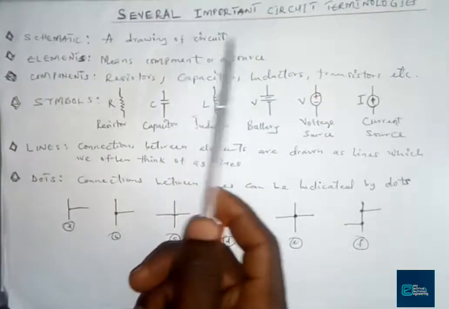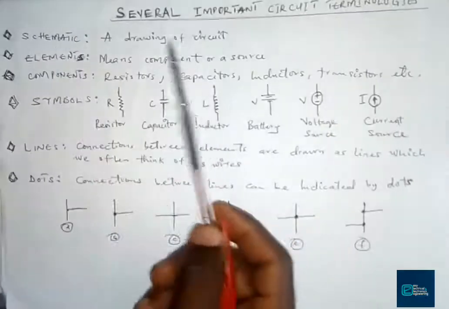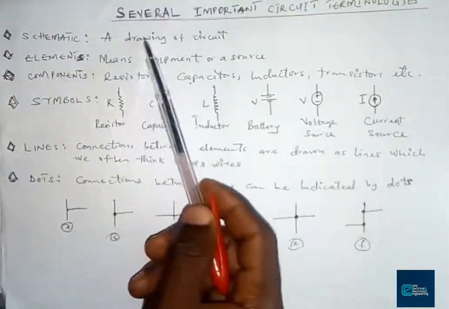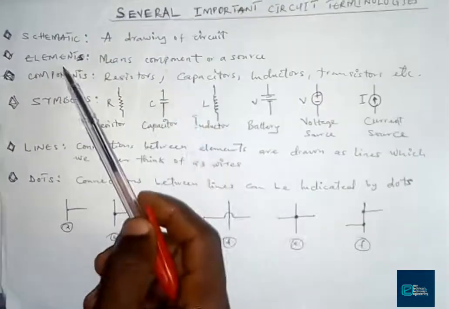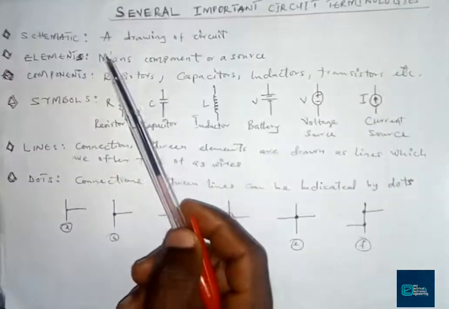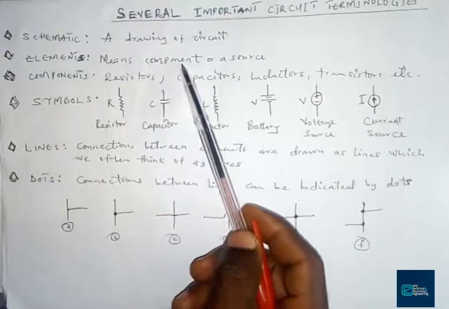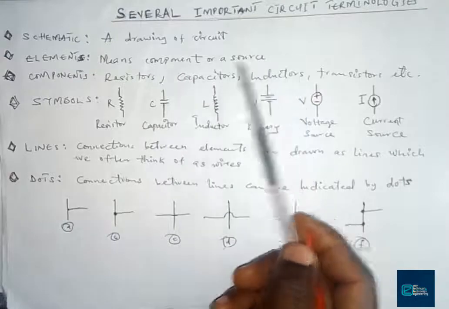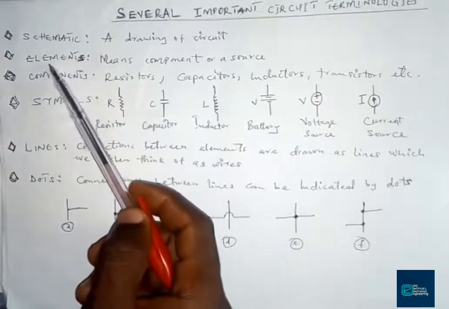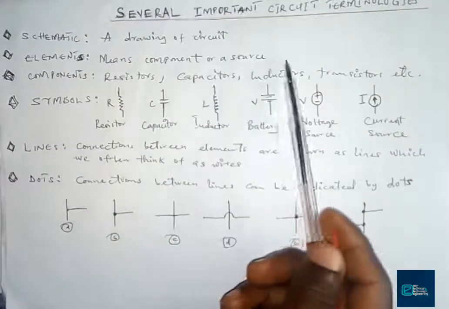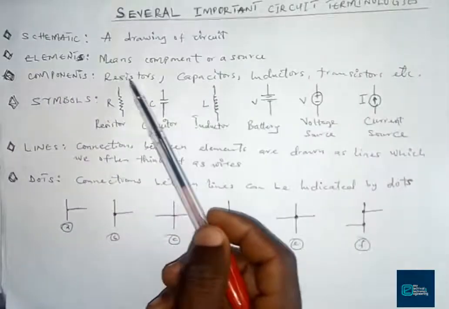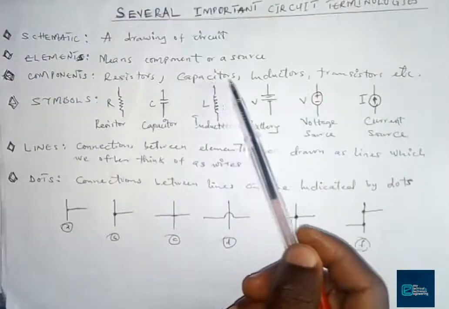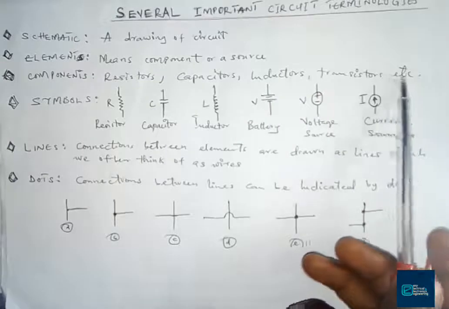So they are drawings of circuits, of different shapes. That is what we know as schematic elements. When we're talking about an element, we are normally talking about a component or a source in a circuit. So it's a general name for a component or source in a circuit. Components means resistors, capacitors, inductors, transistors, etc.